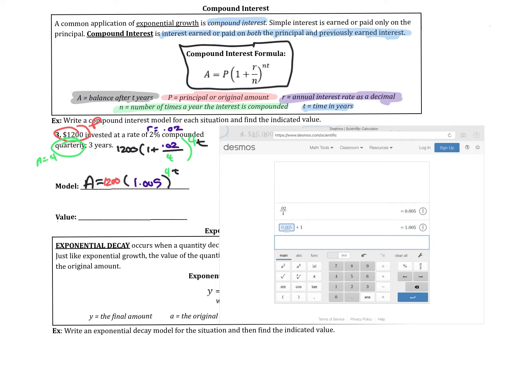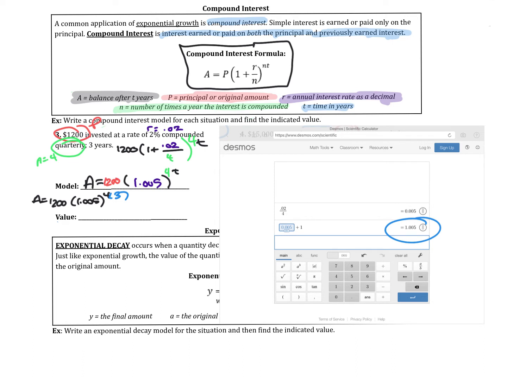In order to evaluate that at the indicated time, I need to plug in t, which we are being told is 3 years. So A equals 1,200 times 1.005 to the 4 times 3. So I already have in my calculator this 1.005. So what I want to do is take that number, not round it, and put it to the power of 12. 4 times 3 is 12. So to the power, that's my A to the B button, of 12. That's going to give me a number, and I'm going to multiply that number by 1,200.